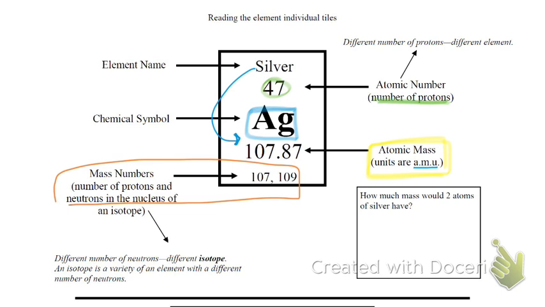No, an isotope is an atom of an element. It's still going to have the same number of protons. Silver will always have 47 protons. But sometimes it could have 60 neutrons, or sometimes it could have 62 neutrons. That changes the mass, but it doesn't change the element. We're going to talk about that more tomorrow, so don't worry about it too much right now. But that vocab word is isotope: an atom of an element with a different number of neutrons.